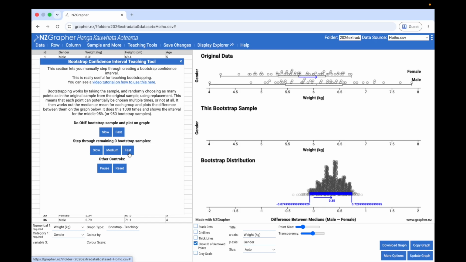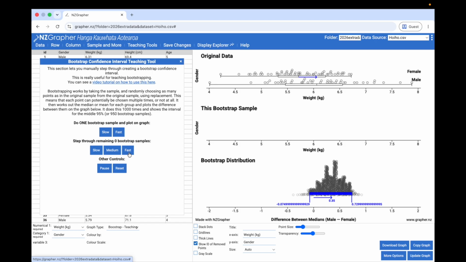In this one that we've done here, if we were just using the main graph, it would just give us this at the end. And that's fine if the kids understand what's going on behind it. The teaching tool is useful if you're trying to teach what's going on behind it.